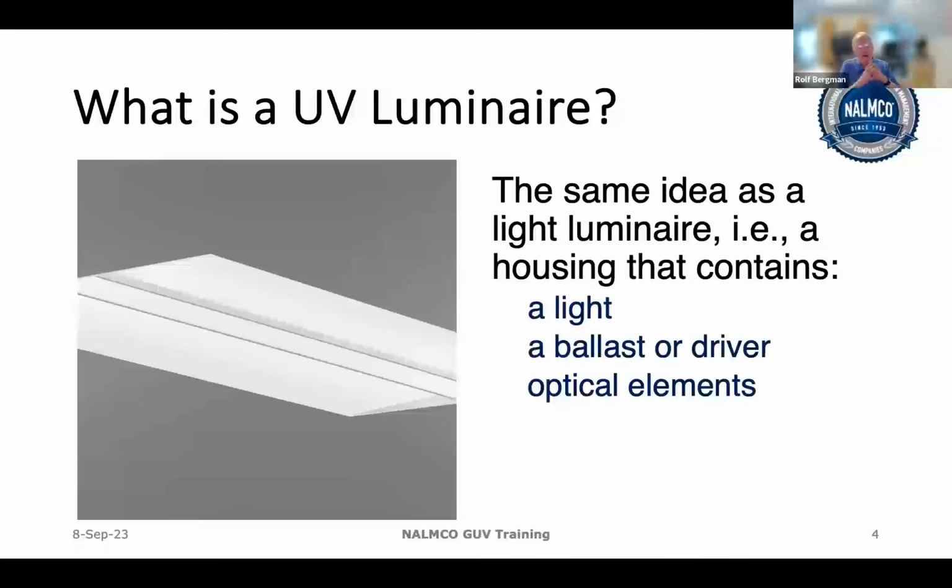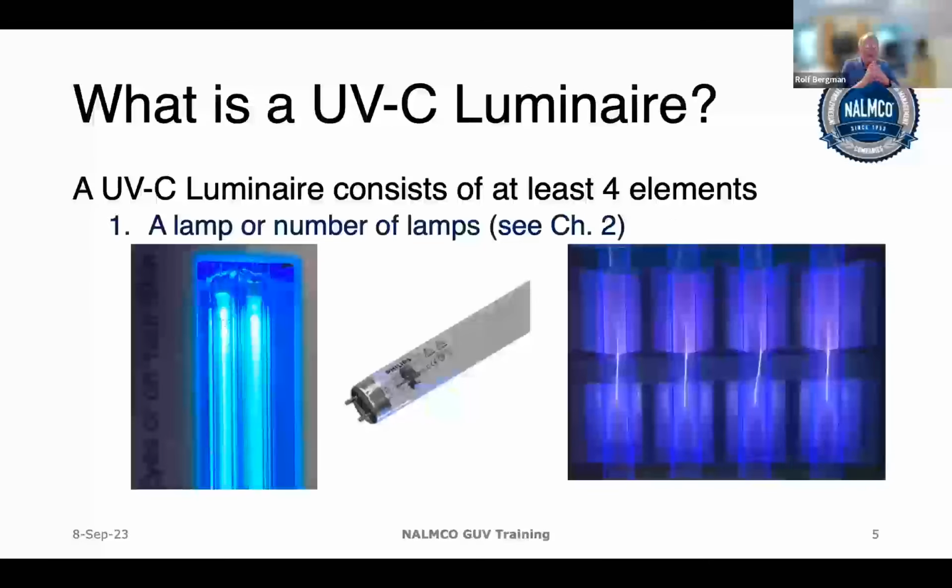So the first question is, what is a UV luminaire? And the answer is, it's the same thing as a light luminaire. So what we have basically is a housing that contains a light, a ballast or driver, and optical elements. So the first thing is a light. These three, or actually four if you count the housing.